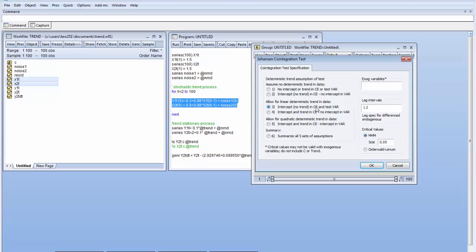This is basically unrestricted, because you have the intercept in the VAR as well. So this is unrestricted intercept in the cointegration equation and VAR. This is restricted, it's only limited to the cointegration equation. But go with the third one, because the difference of the series will not have zero mean. So okay.